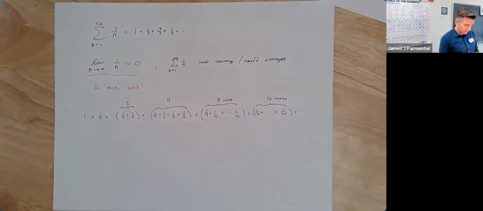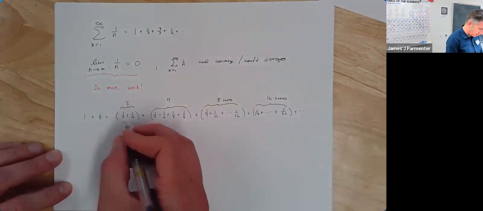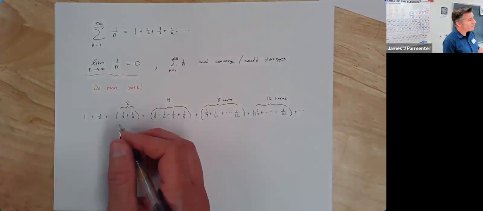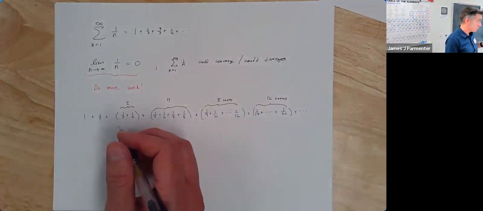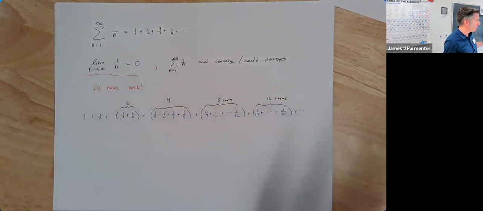Okay, here's what I want you to see. These terms here, 1/3 plus a fourth: 1/3 is bigger than a fourth. True story, right? A third is bigger than a fourth.